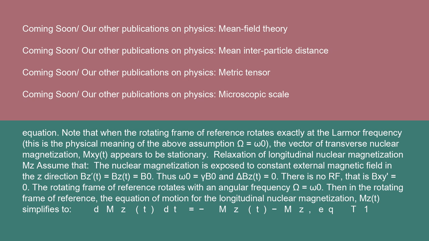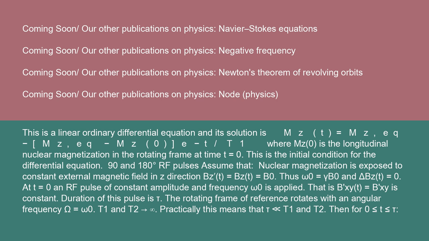This is a linear ordinary differential equation, and its solution is Mz(t) equals Mz,eq minus (Mz,eq minus Mz0) e to the minus t/T1, where Mz0 is the longitudinal nuclear magnetization in the rotating frame at time t equals 0. This is the initial condition for the differential equation.